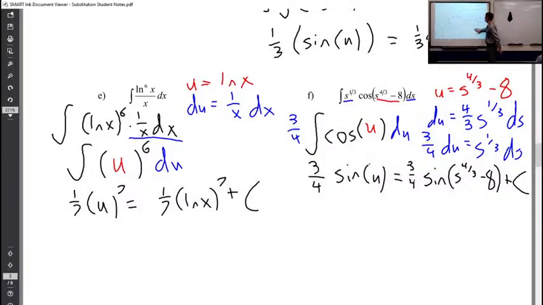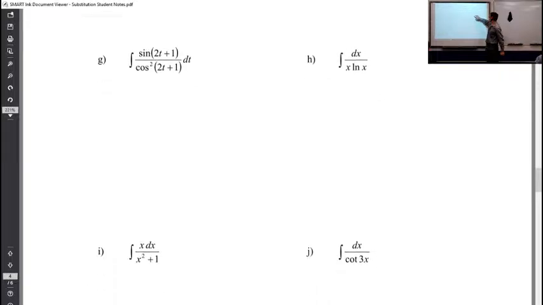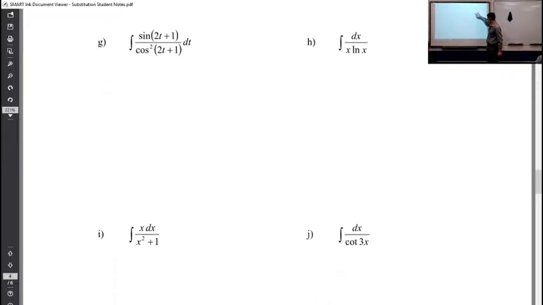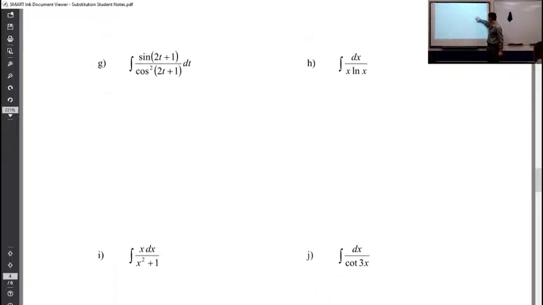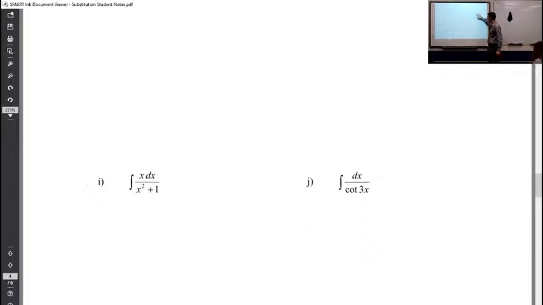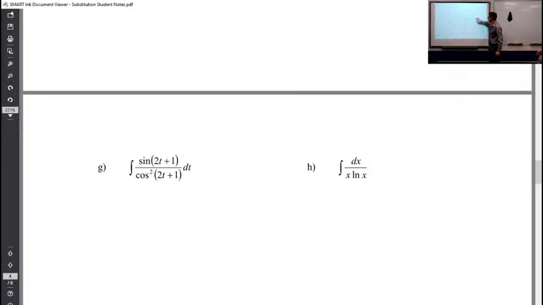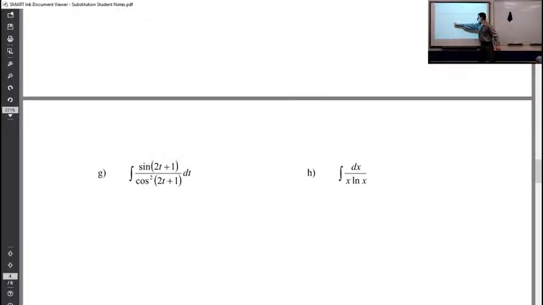All right. Before class tomorrow, G and H, same thing. At least I want you to think about what we're going to make u in each of those two problems, in G and in H. So that's where I want you to go.